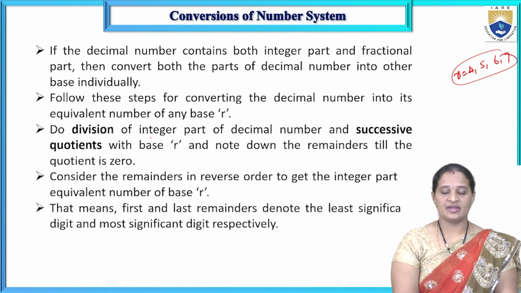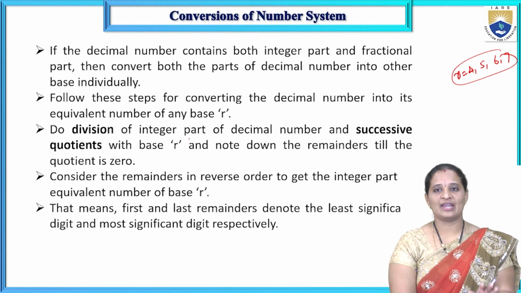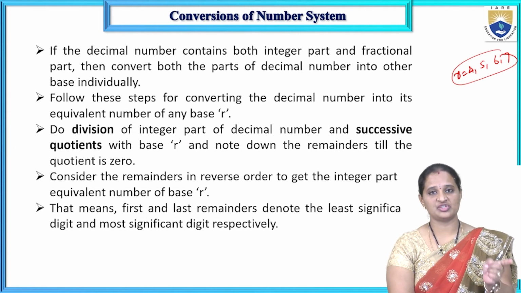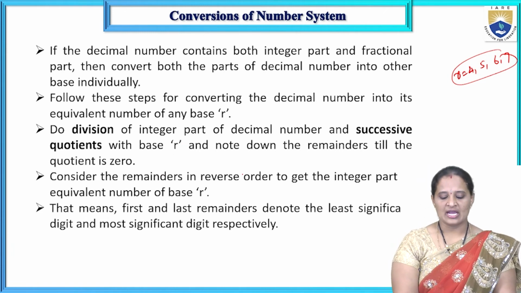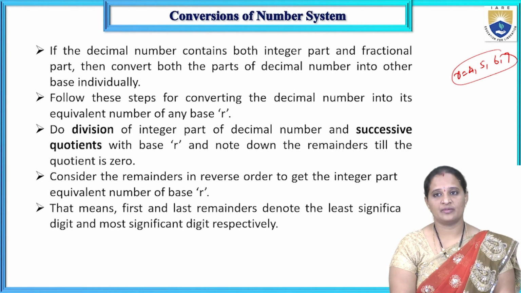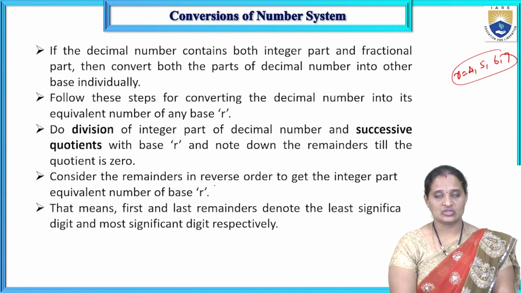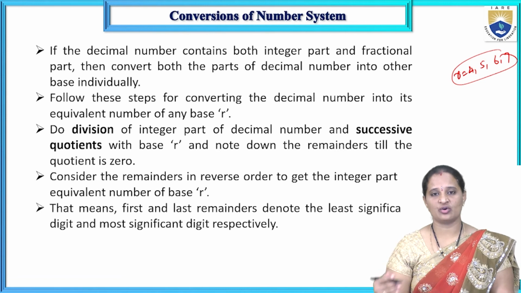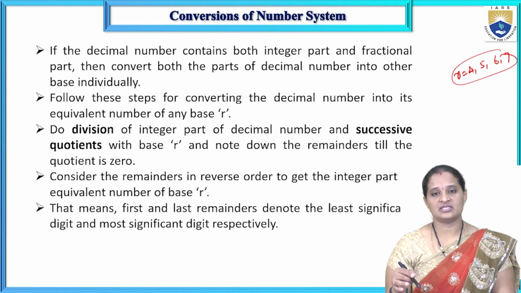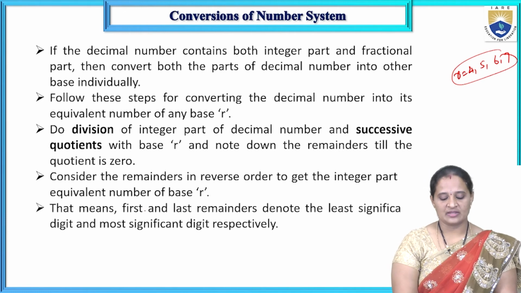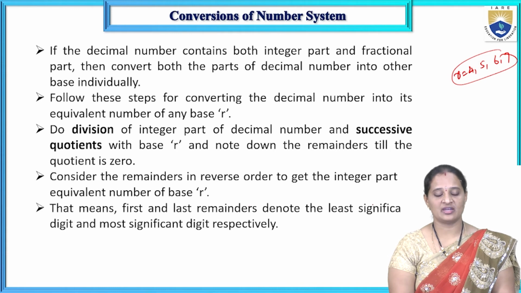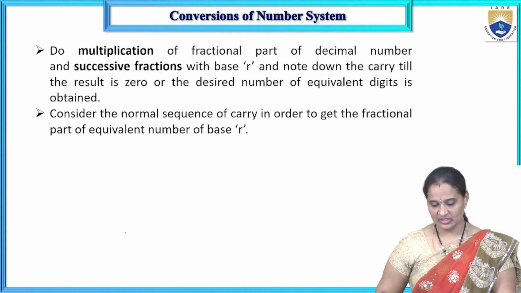So here, divide the decimal number by 2 successively. This successive division should be done till the quotient is 0, and note down all the remainders. Consider the remainders in reverse order to get the integer part of the equivalent number of base r. So we do the successive division till the quotient is 0, and note down all the remainders in the reverse order, that means in a bottom to up approach. This means the first and last remainders denote the least significant digit and most significant digit respectively.